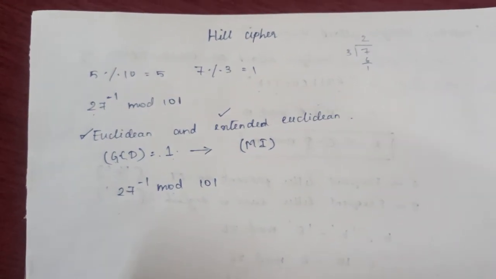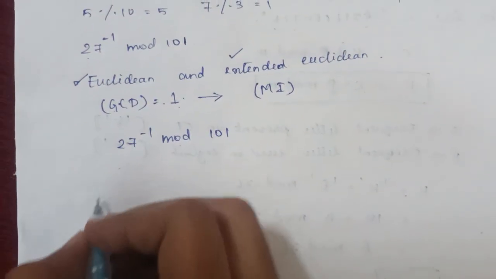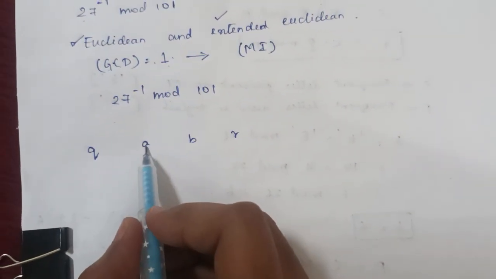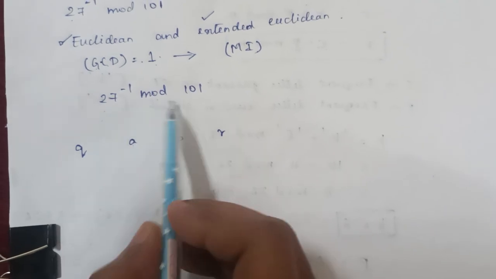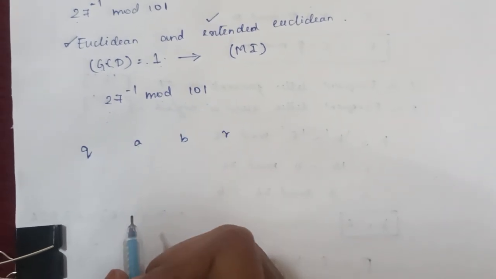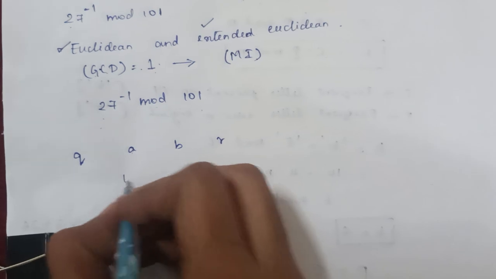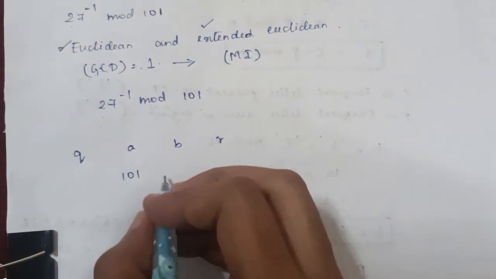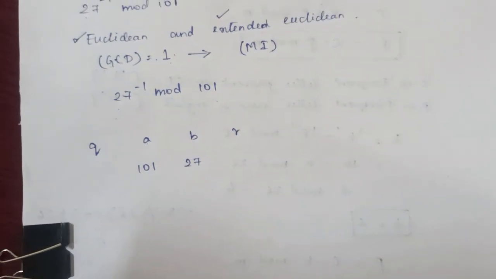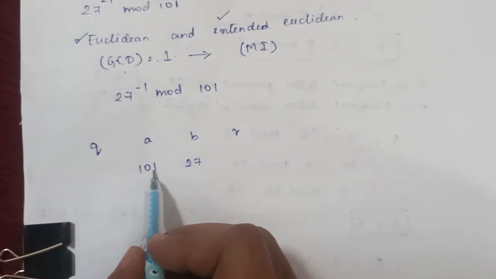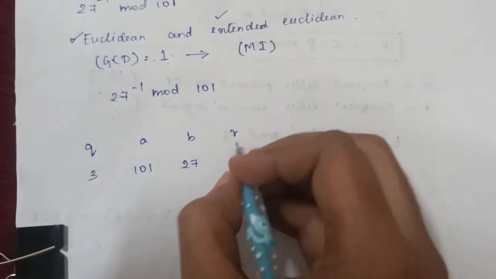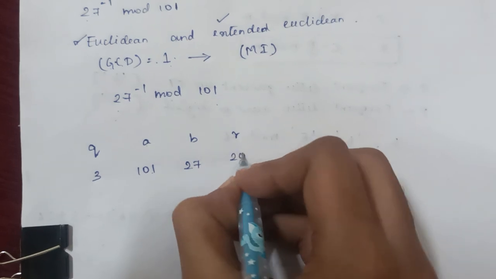The Euclidean algorithm is as follows. First we write the quotient and then A, B, R. This is how we represent it, where A is the greatest number. Just take these two numbers, the greatest being 101, so 101 goes to A. A holds the greatest value and automatically B is 27. Now just divide 101 by 27. The quotient will be 3 and the remainder will be 20, right?